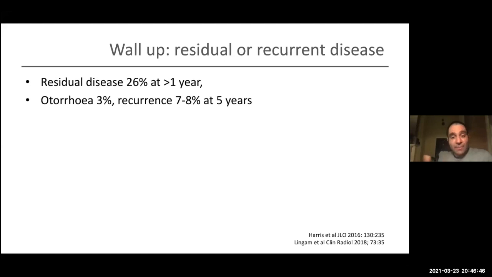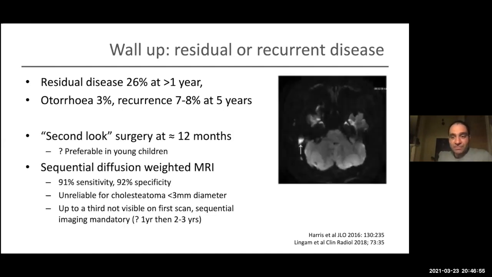So it's about 10%, 7 to 8%, sorry, at 5 years. That means the tympanic membrane retracts again and you get a new cholesteatoma. So you're back where you started. So what you need to do is, if there's residual disease, you may need second look surgery. So that means going back in at around 12 months to see if there's any disease left back. Possibly that's preferable in young children because their cholesteatomas grow quite fast.